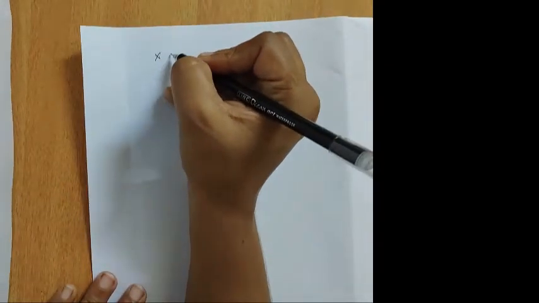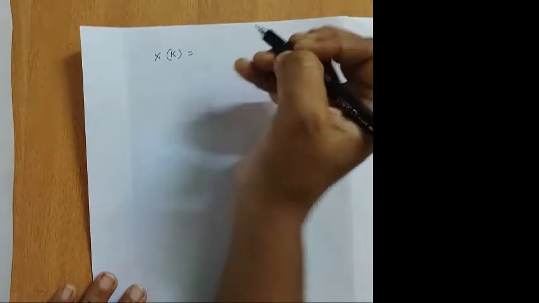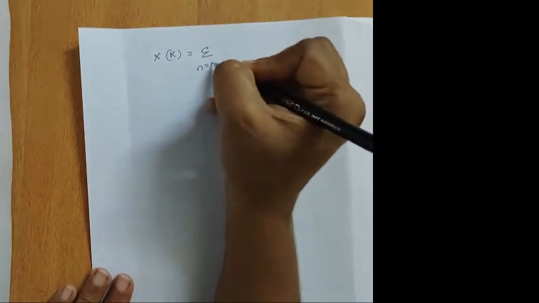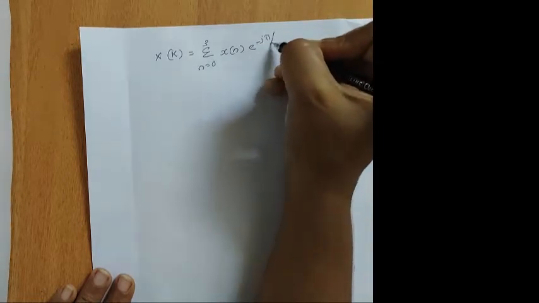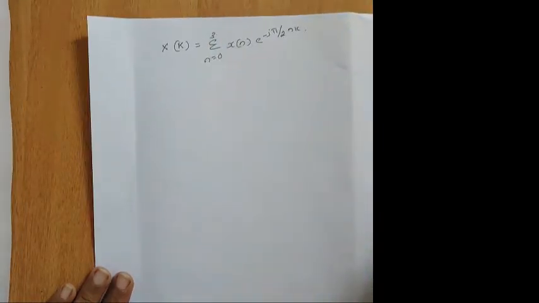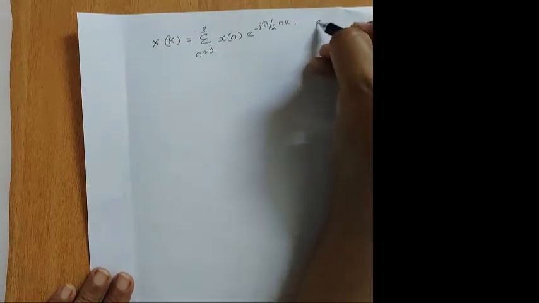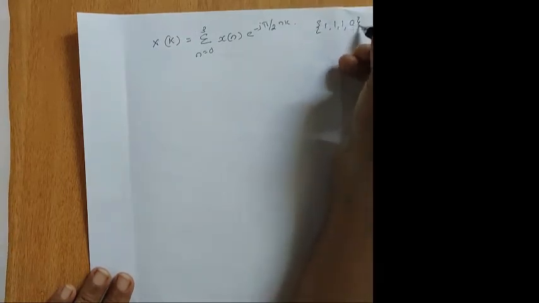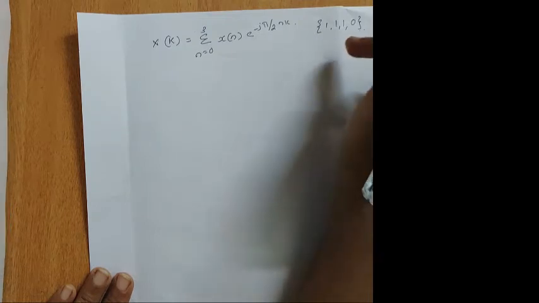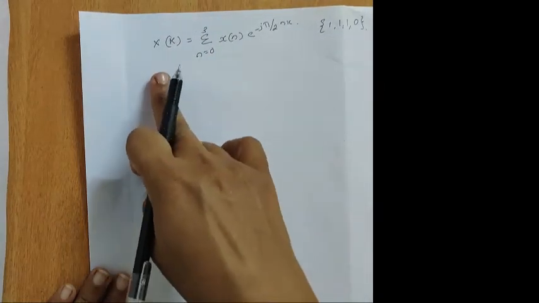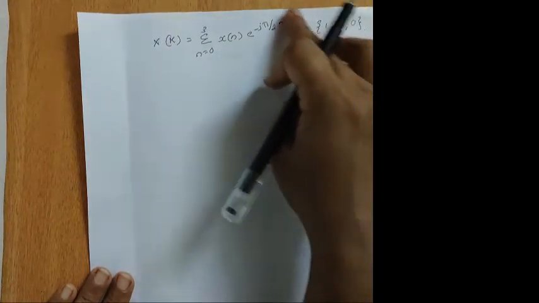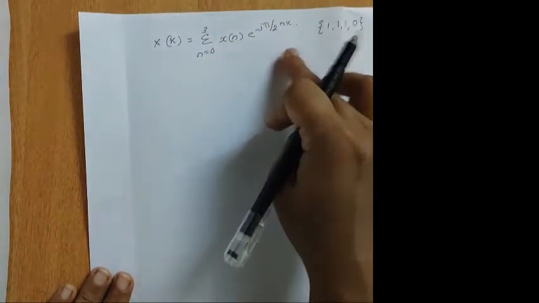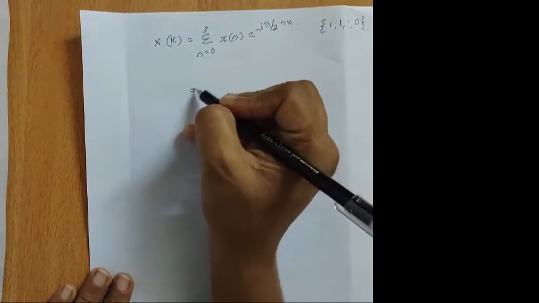This is the basic equation, and you have to find this sequence. Next you have to find the value of X of k. I'm repeating that once again: summation n equal to 0 to 3 x of n e raised to minus j pi by 2 n k. Now your values were given as 1, 1, 1, 0. For k, the value should also vary from 0 to 3, and depending upon that, n should go on. We can do one question, then you will understand.